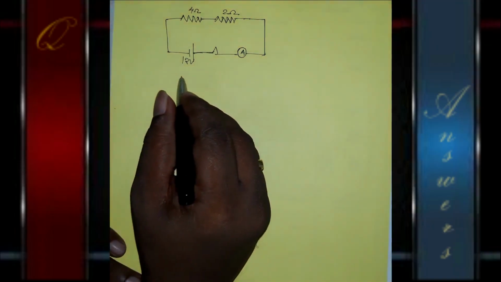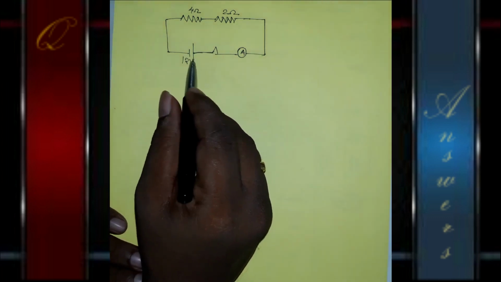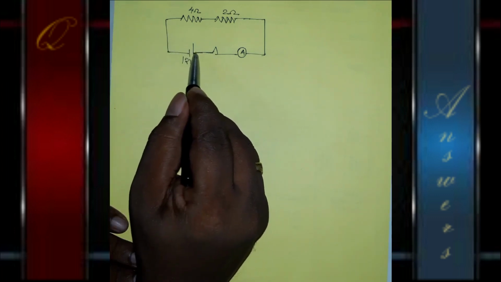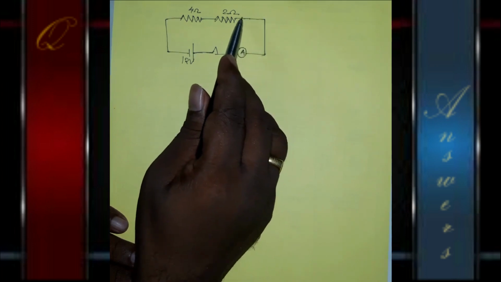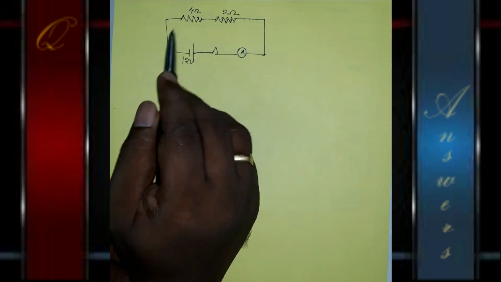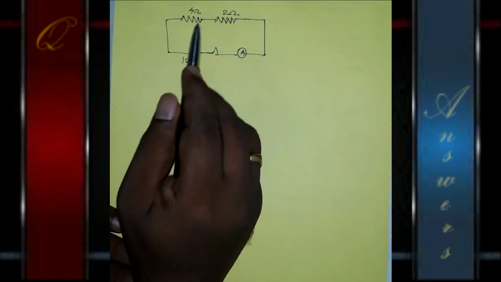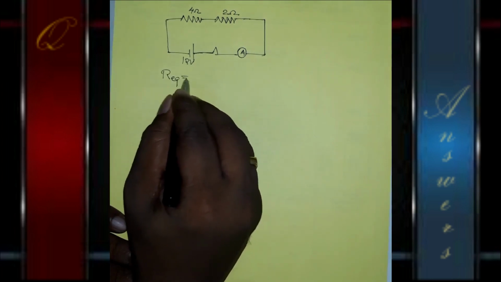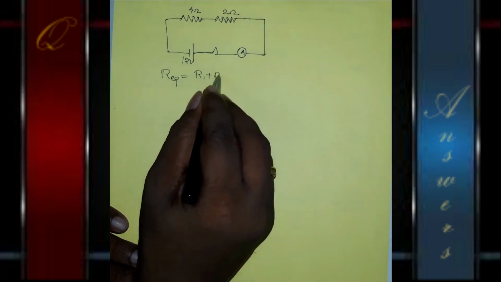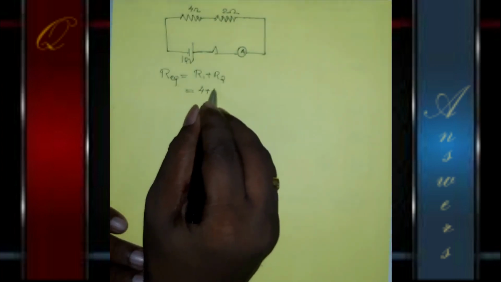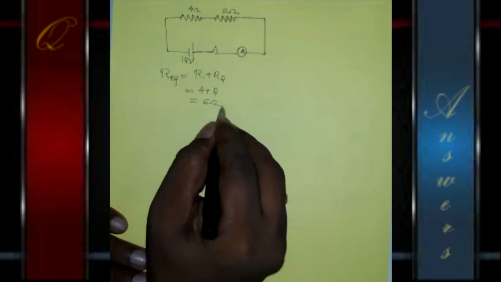This is the circuit diagram given. The first question is effective resistance. When the circuit is switched on, the current will be flowing like this, and the current passing through the 2 ohm resistance and 4 ohm resistance will be the same. So these two resistors are connected in series. What is their equivalent resistance? Equivalent resistance is equal to R1 plus R2, that is 4 plus 2 is equal to 6 ohm.